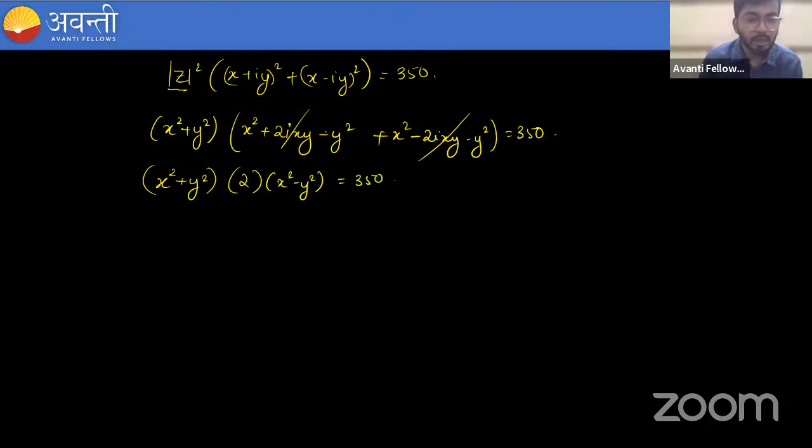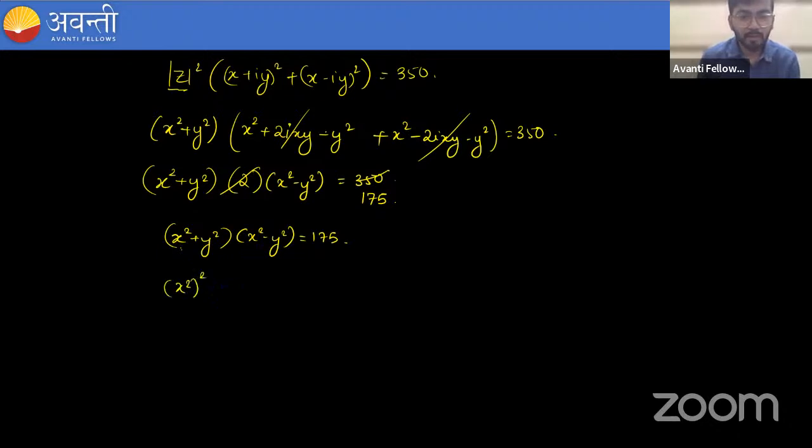Now if you simplify this, I'll take the 2 to the right side and this will leave us with 175. So we will get x square plus y square into x square minus y square equals to 175. Now this is in the form of a plus b into a minus b, which is equal to a square minus b square. This will become x power 4 minus y power 4 equals to 175.